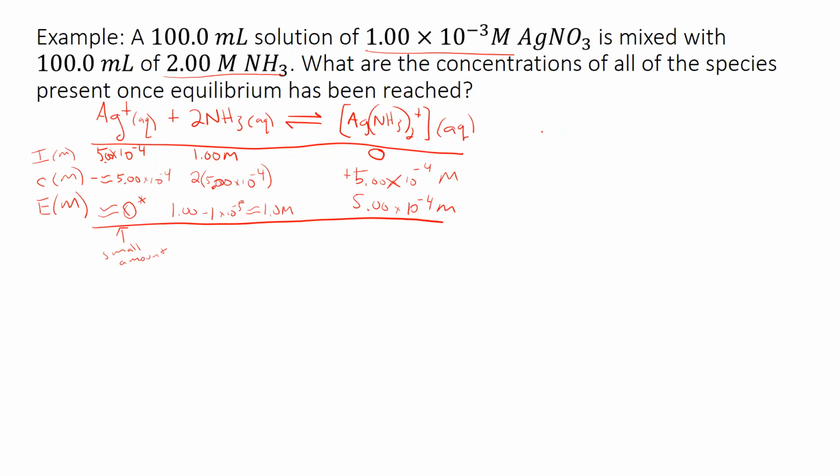Okay, so if we do this, we now have two species that we know in this solution besides the water. We have our concentration of the silver complex, which is approximately equal to 5.00 times 10 to the minus 4 molar. And we have the concentration of the ammonia.